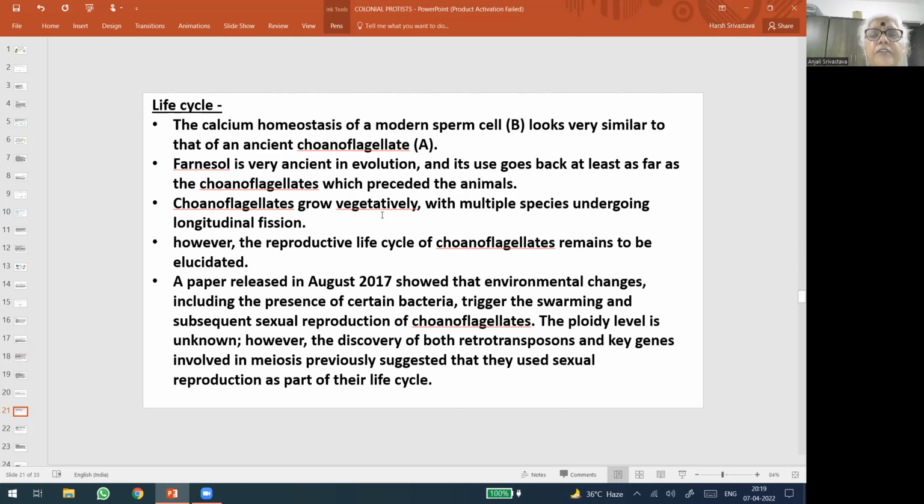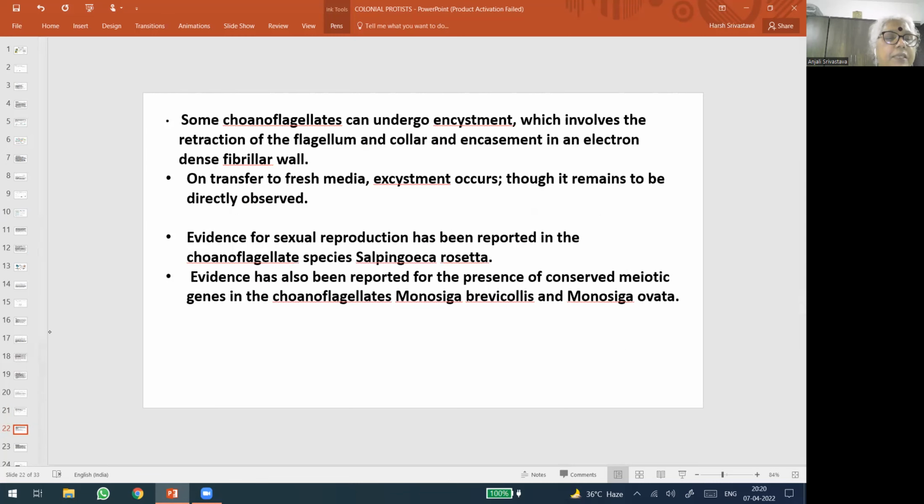The choanoflagellates grow vegetatively. Asexual reproduction is the main mode of reproduction in choanoflagellates. However, the reproductive cycle of choanoflagellates remains to be elucidated. Sexual reproduction also has been observed by some of the taxonomists, however, the details of sexual reproduction are yet to be known. Sexual reproduction may be considered as part of their life cycle.